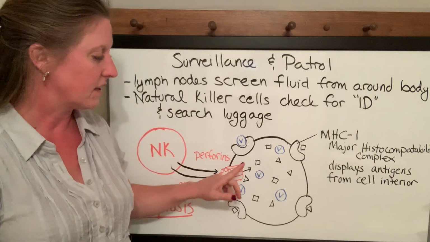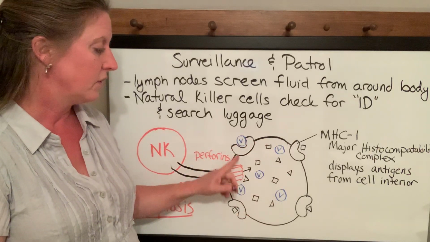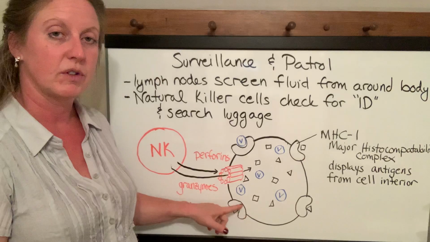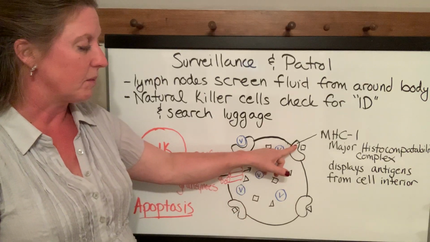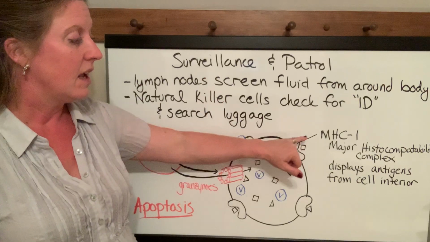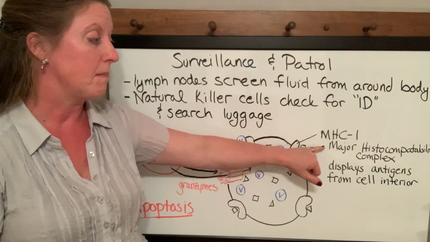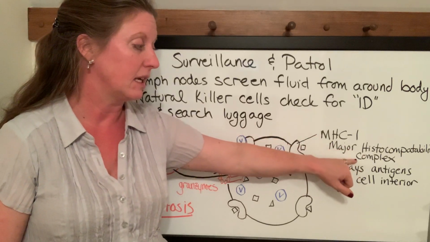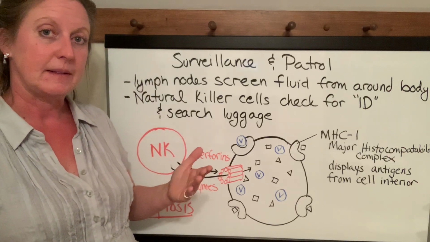Now, to understand this, first we have to know something about regular nucleated cells. So this is supposed to be an ordinary everyday cell. And on every cell of the body, except for special ones that we call antigen-presenting cells, there is a protein called MHC1, or Major Histocompatibility Complex 1. And it serves as an ID.